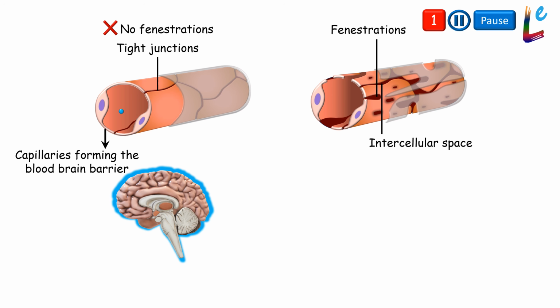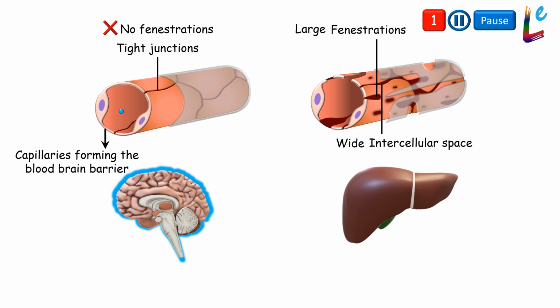Let's compare it with this one. Here, the fenestrations in the endothelial cells are large and the gaps between them are wider. It should be easy to guess why this type of capillary is suited for the liver. Because in the liver, the xenobiotic needs to cross the vessel wall easily so that it can be metabolized.